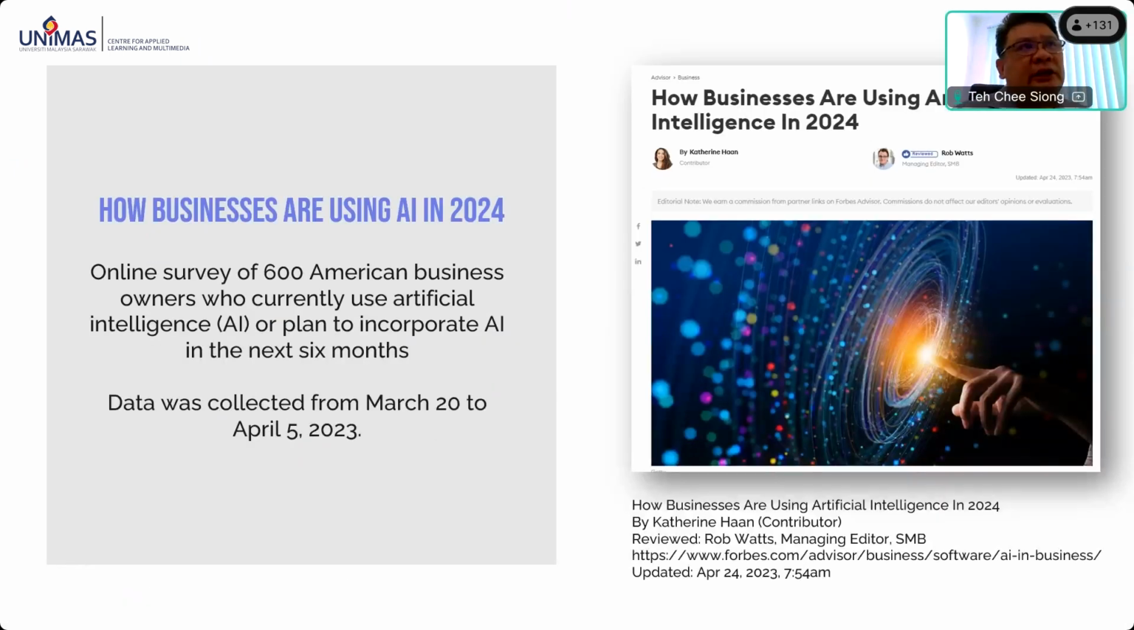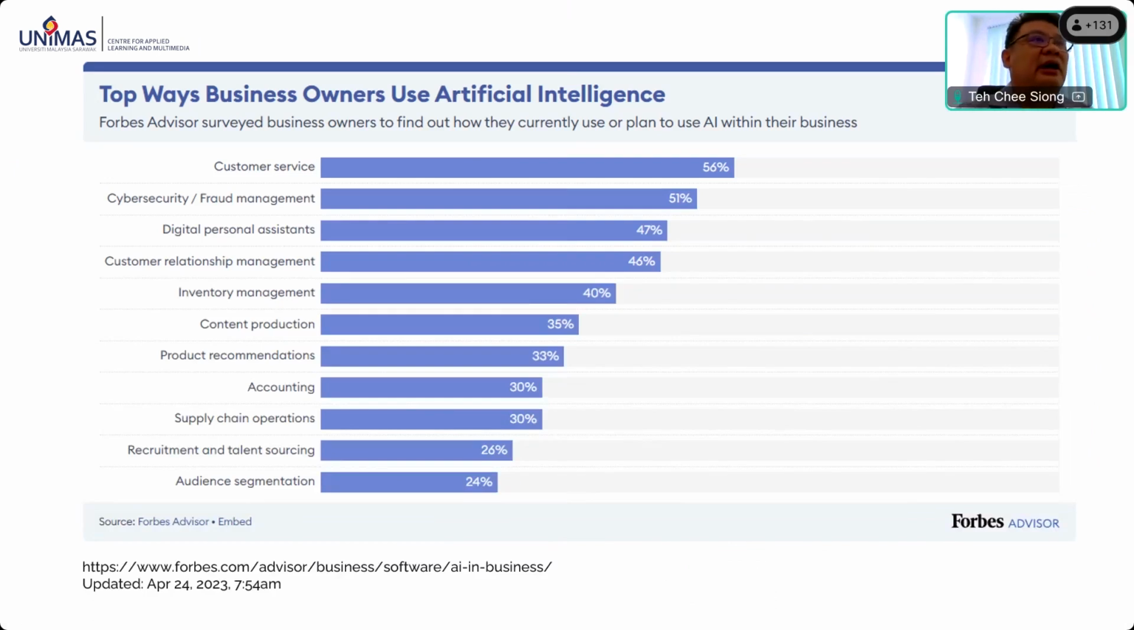So I want to project another one here, which is business use of AI in 2024. Of course, this survey was actually conducted in 2023, last year, with 600 American businesses. And of course, this is quite a famous survey by Forbes Advisor, mostly active in knowing what business is like nowadays, especially focused on America. And I just want to highlight some findings on the top ways a business owner uses AI, based on the survey.